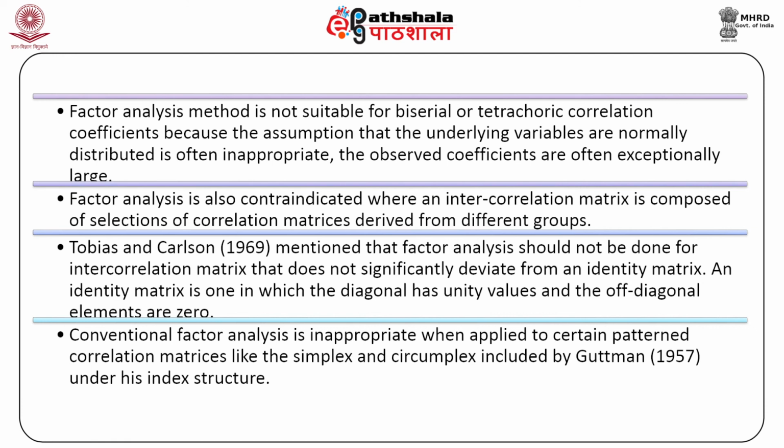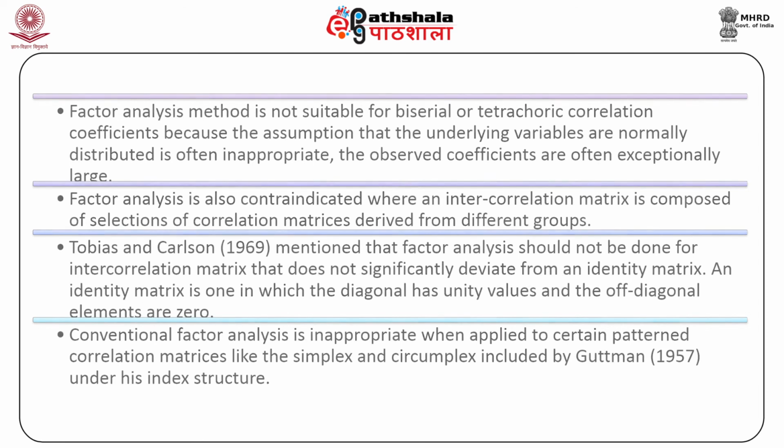Tobias and Carlson mentioned that factor analysis should not be done for an intercorrelation matrix that does not significantly deviate from an identity matrix. An identity matrix is one in which the diagonal has unity values and the off-diagonal elements are zero. Conventional factor analysis is inappropriate when applied to certain patterned correlation matrices like the simplex and circumplex included by Guttman under his index structure.